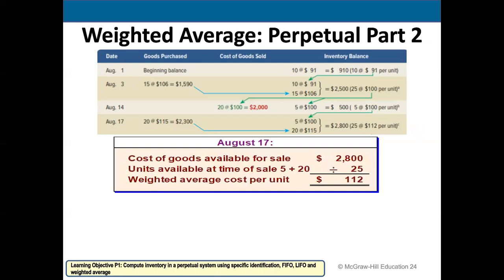So now our average, August 17th, we had 5 at 100. We bought 20 more at 115. So we'll take the cost of those bikes, 500 plus 2,300 gives us $2,800, divided by the total number of bikes we now have in inventory after the purchase, which is 25, and our new weighted average cost is $112 per unit.